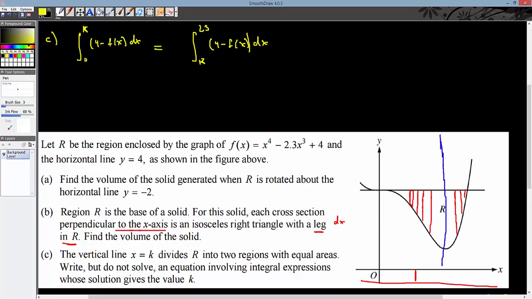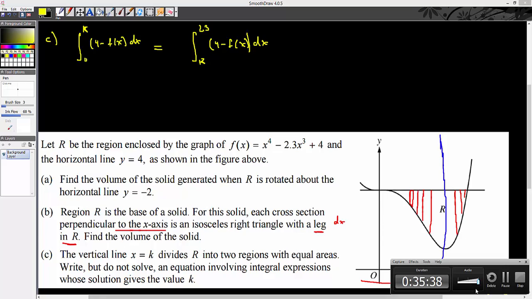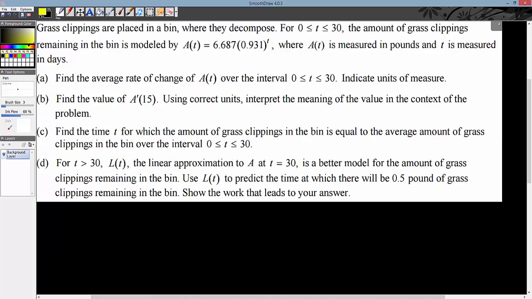Okay, let's trim some grass. Alright people, it is time for the last problem. Grass clippings are placed in a bin where they decompose from 0 to 30. The amount of grass clippings remaining in the bin is modeled by the function listed right here, where A of t is measured in pounds and t is measured in days. Find the average rate of change over the interval 0 to 30. Indicate units of measure. Make sure you indicate units of measure. It is worth a point.